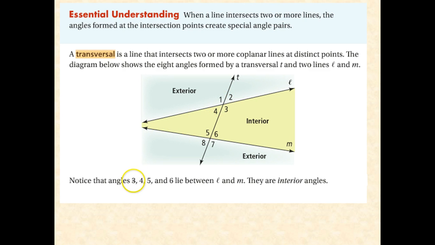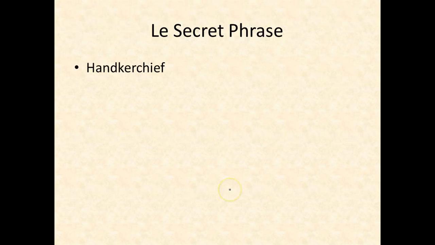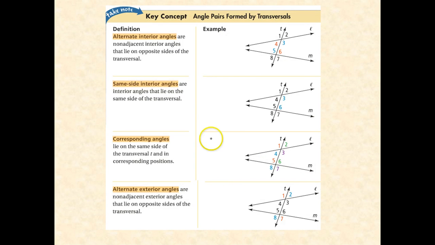So let's notice angles 3, 4, 5, and 6 lie on the inside. We call those interior angles. And then angles 1, 2, 7, and 8 are on the outside of the two lines. We call those exterior angles. Handkerchief is your secret phrase. So we've got cool names for these cool angle pairs that are formed.